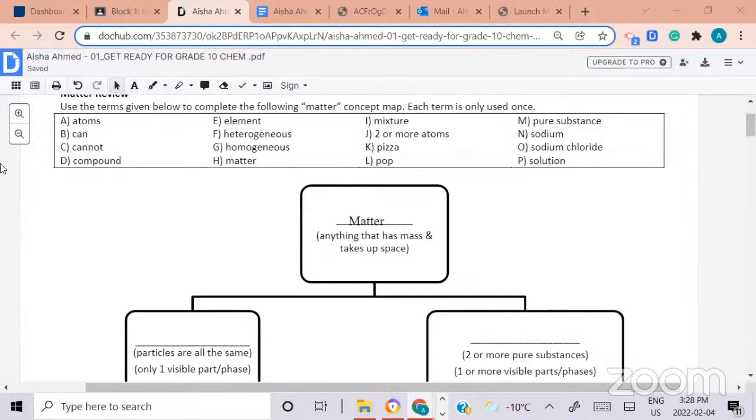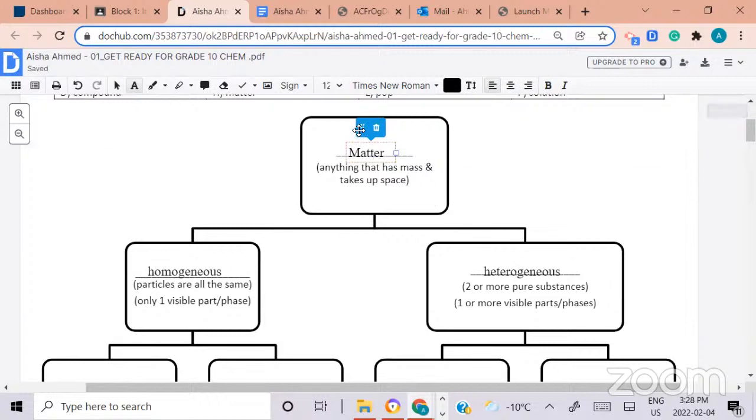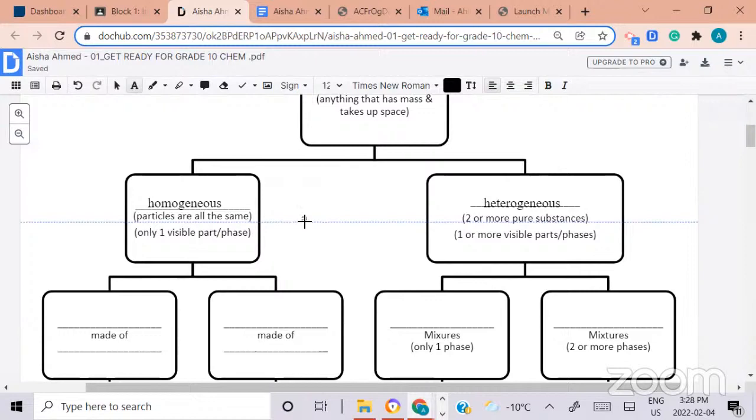I don't know, I think. Okay, so let me tell you for now. Homogeneous is when particles are all the same and there's only one visible part or phase. You can think of apple juice. In apple juice, you just see one consistent thing, versus a fruit salad or a chocolate chip cookie, for example. You can really distinguish the different parts. So when one or more visible parts or phases are visible, then that's heterogeneous. And if it's just one visible phase or part, it's homogeneous.